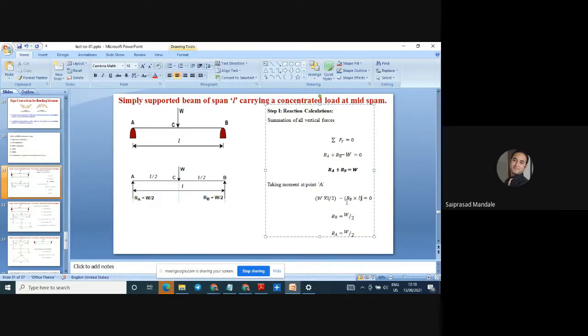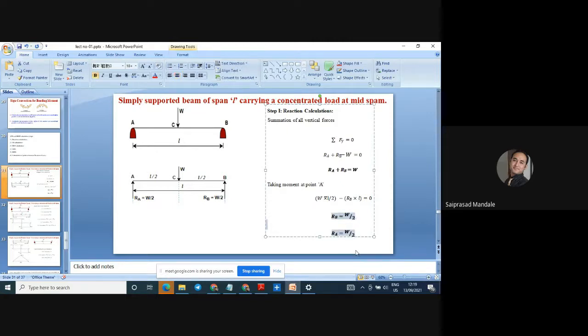So just rearranging the terms, minus RB into L. We are keeping that aside, so RB into L is positive. If we rearrange that term, we will have the value of RB equal to W by 2. If I put that W by 2 in that equation, RA is equal to W by 2 and RB is equal to W by 2.